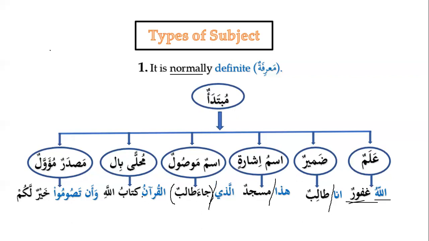Then we have muhallan bil-al, a noun to which we add al. So we say al-Qur'anu, it will be mubtada, and kitabullahi will be khabar. Al-Qur'anu, kitabullahi. And we know that it gives the meaning of is or am. So Quran is the book of Allah. So we have discussed that if we put is or am, the part that comes before is or am will be mubtada, and the part that comes after that will be khabar.